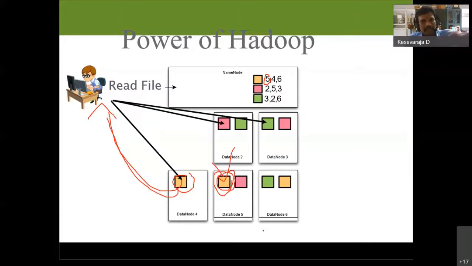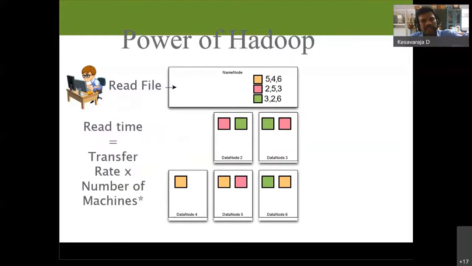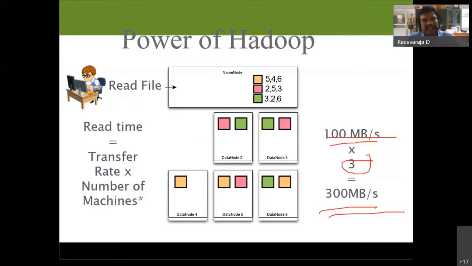So it can process. What's the advantage? Read time equals transmitting data from 3 PCs, so the transfer rate is multiplied by the number of machines. If your transfer rate is 100 Mbps and it transmits from 3 machines, it can transmit data at 300 Mbps. So that's the greatest advantage if you are streaming data in a very, very fast manner. That's the advantage of the HDFS environment.